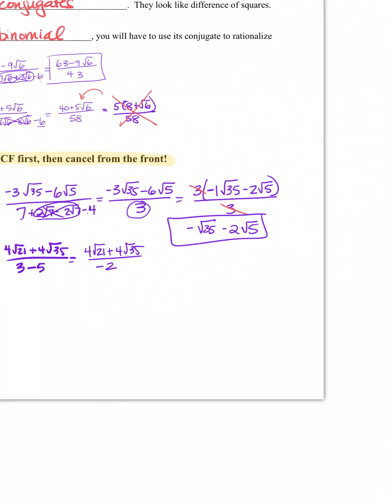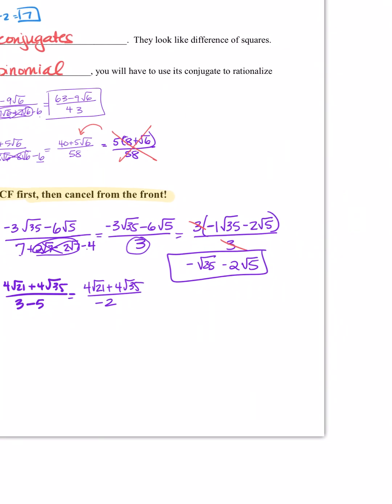Now, again, let's do GCF here. I want to get rid of that negative 2. So if I factor out a negative 2 in the top to get rid of this negative 2 in the bottom, what's left over? Well, 4 divided by negative 2 is negative 2 square roots of 21, minus another 4 divided by negative 2, which is going to give me a negative 2 square roots of 35. Okay, now these negative 2's cancel out, and my answer is negative 2 square roots of 21 minus 2 square roots of 35.